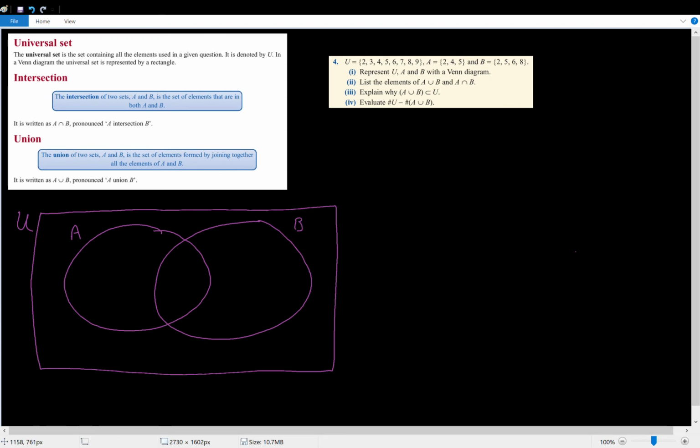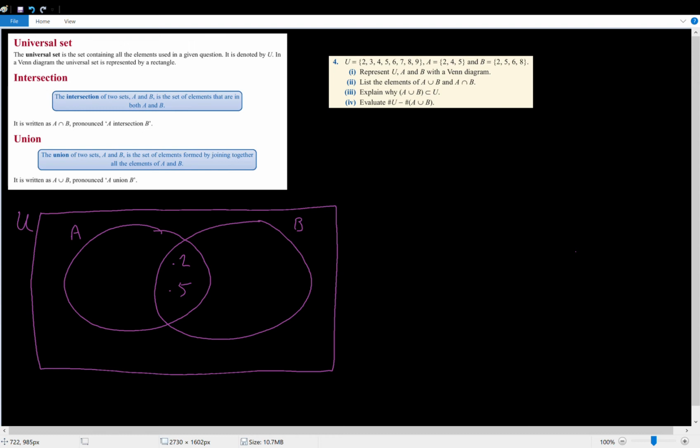Now when we're filling out Venn diagrams like this, we always start from the center and work our way out. So we start from the intersection. The intersection is going to contain any elements that are in both A and B. So let's look up here. A is 2, 4, 5 and B is 2, 5, 6, 8. So 2 and 5 are in both A and B, which means that they're going to go in the middle like this.